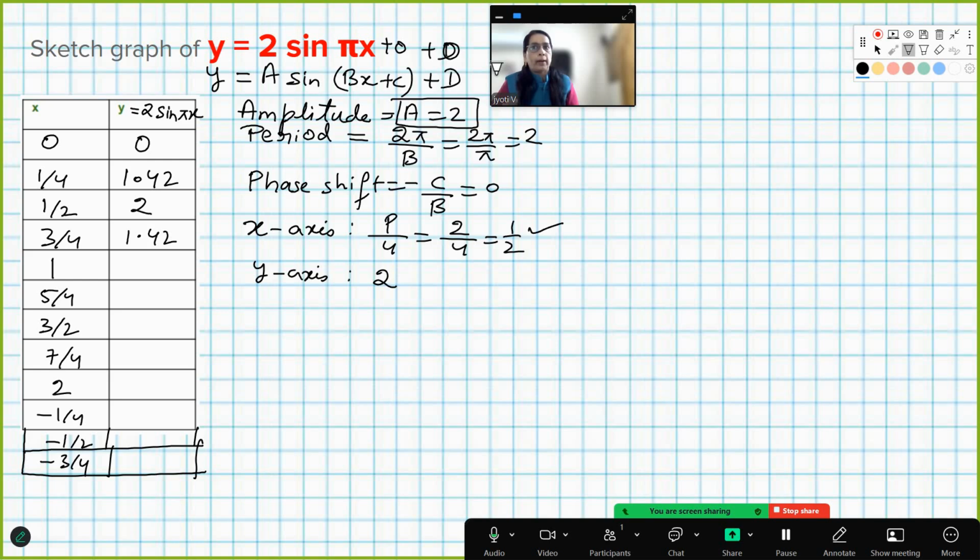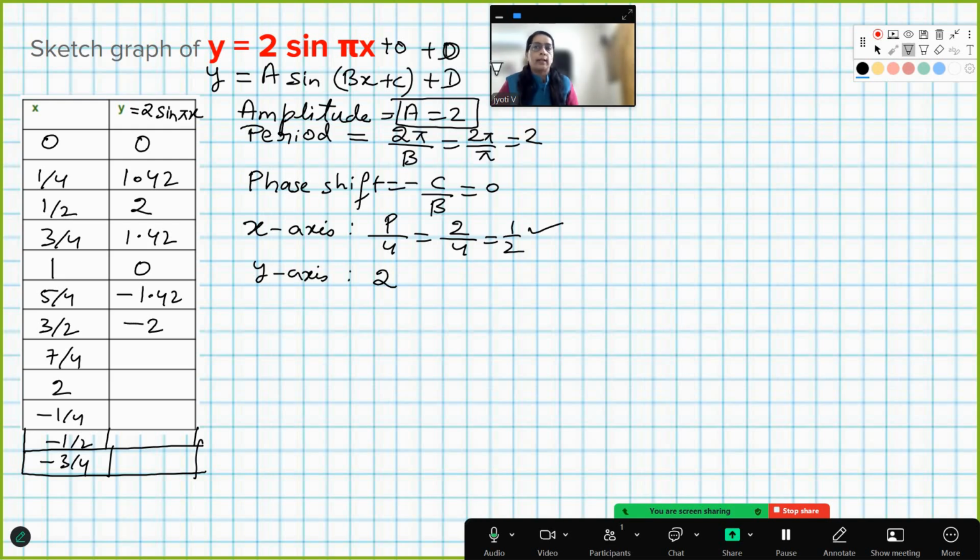Then sine pi, which is 0. 2 times 0 is 0. 5 pi by 4 means what? 5 times 45 is 225, which is an angle in the third quadrant. Third quadrant sign is negative. So negative of twice 1 by root 2, twice of 0.71. So negative 1.42. And then 3 pi by 2 means 270. That is sign negative. So here negative 2.